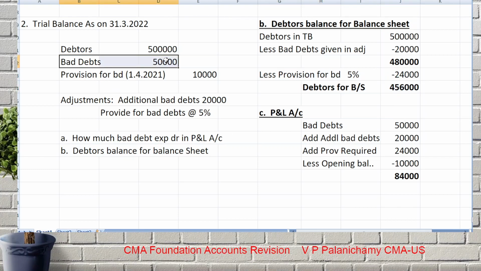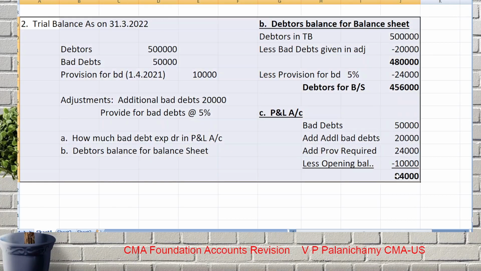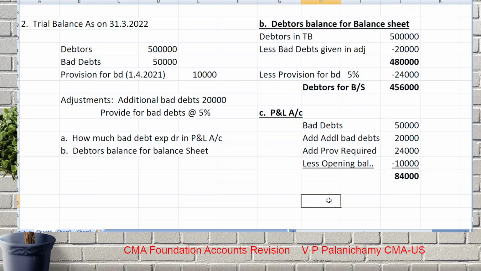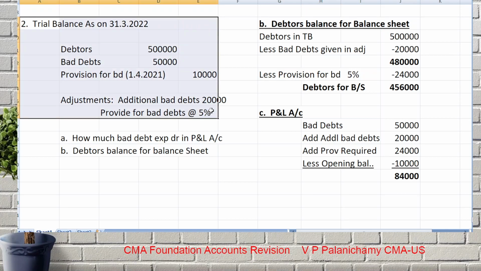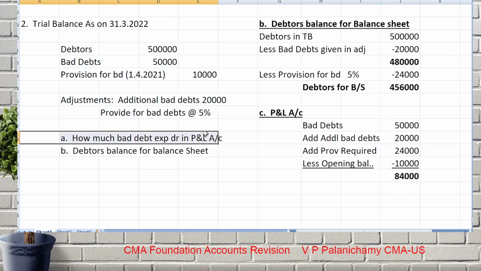P&L account: old bad debts plus additional bad debts, add the provision required, 24,000, minus opening balance. Net amount you will charge in which account? P&L. One of the most repeated questions in foundation level exams. They will give a data like this: for question number 10 they give the data, then question number 11 will be how much will be charged in P&L account, question number 12 will be how much will be taken to balance sheet. They will give you options. We have to work it out and choose.